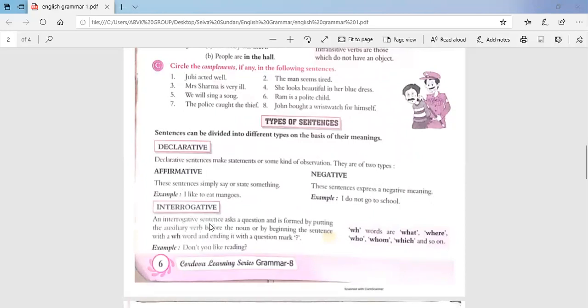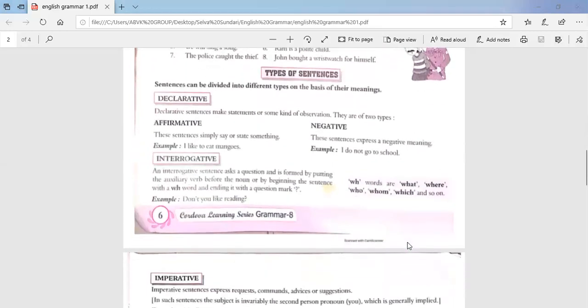An interrogative sentence asks a question and is formed by putting the auxiliary verb before the noun or by beginning the sentence with the WH word and ending it with a question mark. So auxiliary verb, don't you like reading? Here, WH words: when, what, where, who, whom, which, all these are question words.